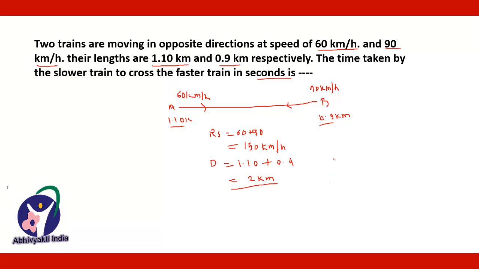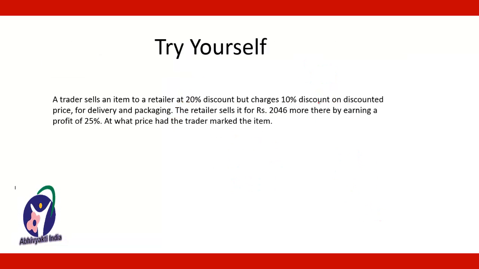And since we know that time is equal to distance upon speed, the required time will be equal to distance, that is 2 multiplied by 60 divided by 150, and if you solve this you get it as 48 seconds, and therefore the time taken by the slower train to cross the faster train is 48 seconds. Now friends, it's your time, try yourself.